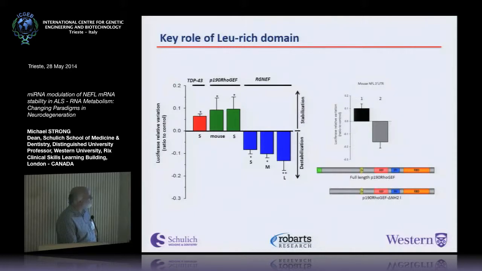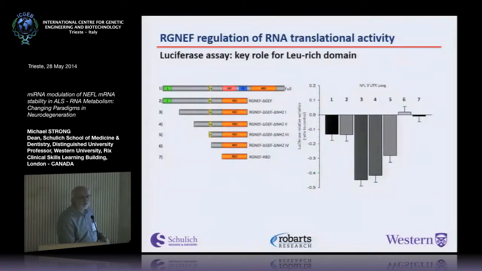And as soon as we got rid of the leucine-rich domain, here's P190 RhoGEF as a stabilizer, we completely converted into destabilizing. Didn't touch the RNA binding domain, didn't touch any other, just got rid of the leucine-rich domain, right? And it completely changed its functionality. So it gets worse than that.